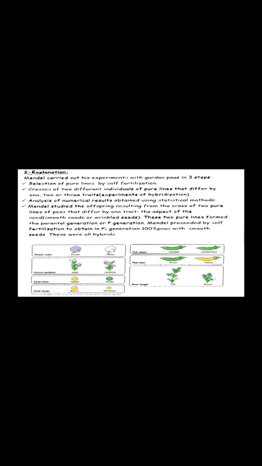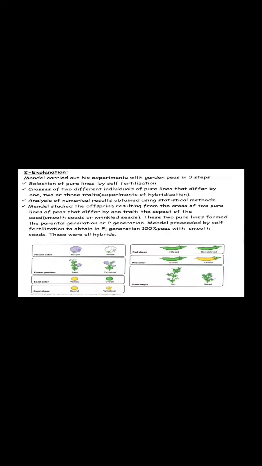There are 2 pure lines formed, the parental generation. Here I gave you 2 examples. The first example is purple crossed with white. They are flowers, identical except for the color. One is purple and the other is white. What do we call this? It is a cross. Thus, they differ in one trait, the color. So this is a monohybrid cross.